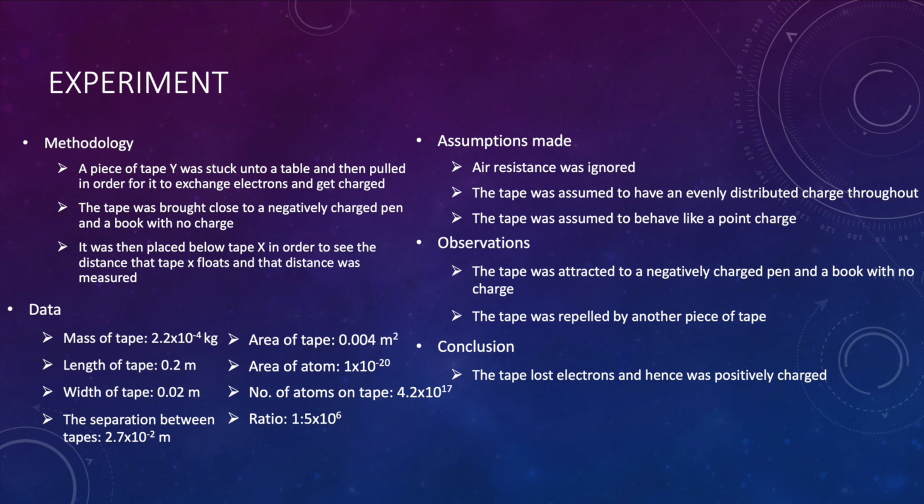Assumptions made throughout the experiment include the following. Air resistance was ignored. The tape was measured to have an evenly distributed charge throughout, and the tape was assumed to behave like a point charge. The observations made during the experiment include the tape was attracted to a negatively charged pen and a book with no charge. The tape was repelled by another piece of tape. Conclusions brought about by these observations include the tape lost electrons and hence was positively charged.